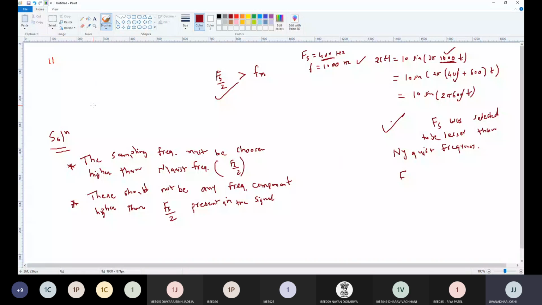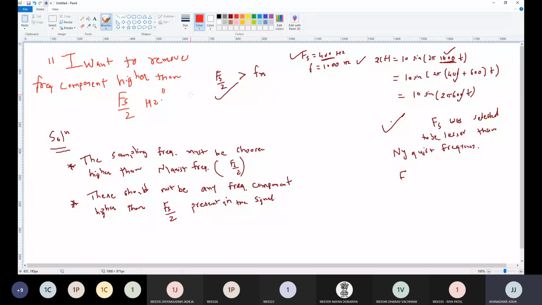So now, I don't want any frequency higher than 200 hertz, right? For this particular example, what I can do is remove the frequency component higher than 200 hertz. I want to remove frequency component higher than Fs by 2. Whatever, in general, it is Fs by 2. Do you agree with me?